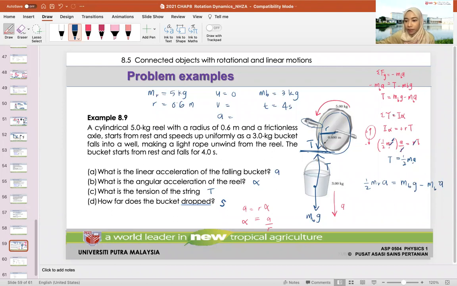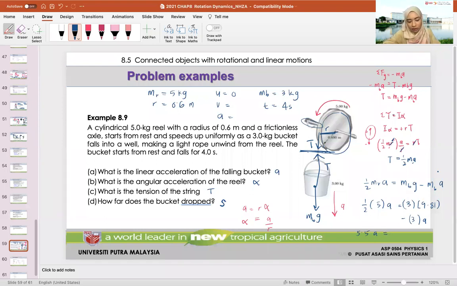Okay, so I have my A. I know what G is. I know what the mass is. I don't have any radius in my equation, so I should be able to substitute. So 1 over 2, mass of reel is 5, A is unknown, MB is 3, 9.81 minus 3A. So now I'm going to move all my A's to one side. It's going to be 5 over 2 plus 3. Is it 5.5A? 5 over 2 is 2.5, 2.5 plus 3 is 5.5, equals 3 times 9.81.